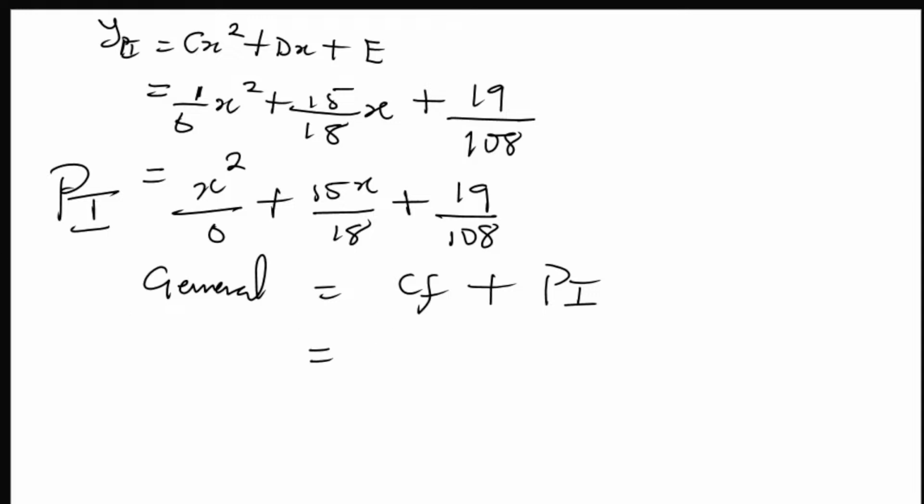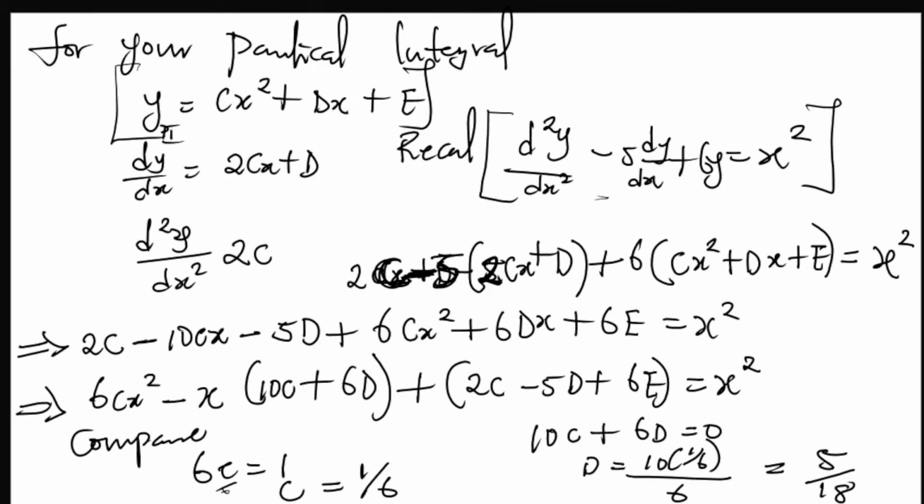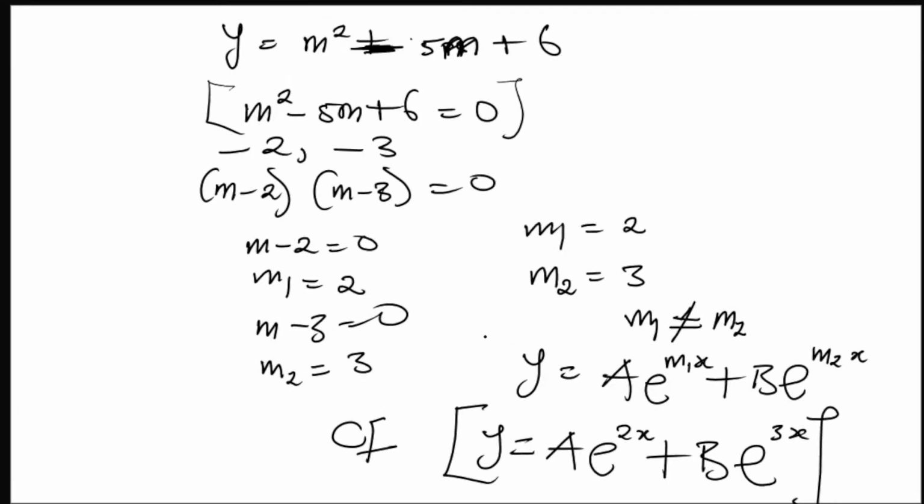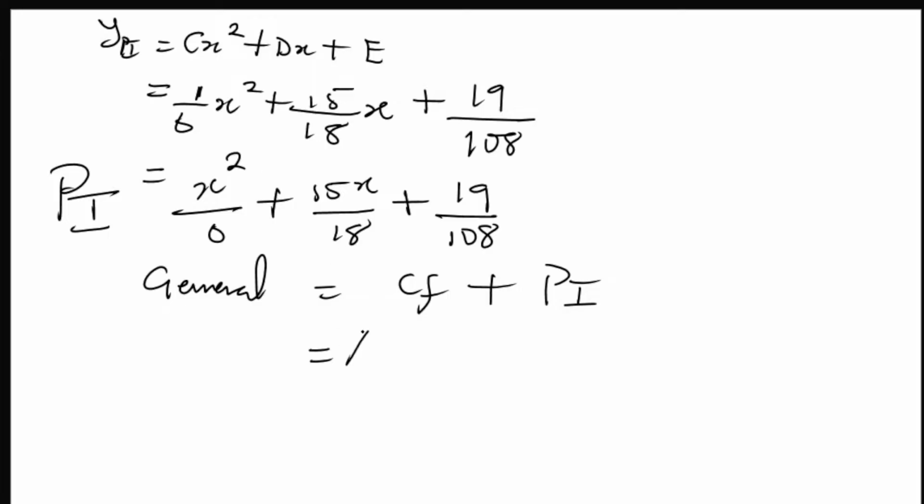Your CF was calculated to be A exponential 2x plus B exponential 3x, plus, what's now your PI? Your PI is now given to be what? You have x squared divided by 6.